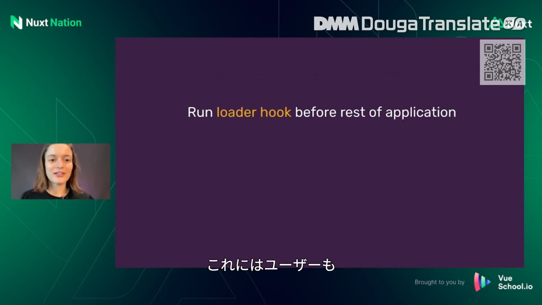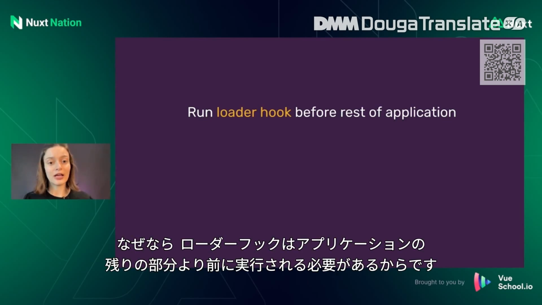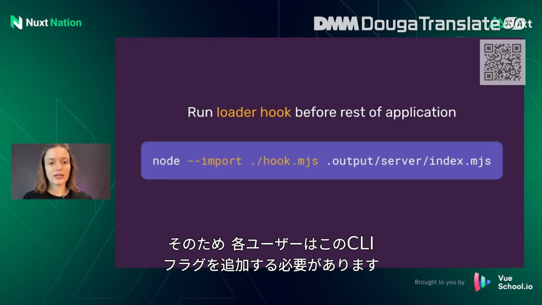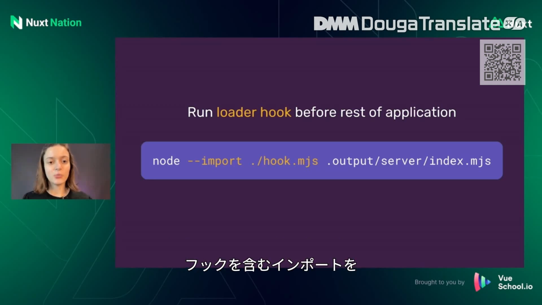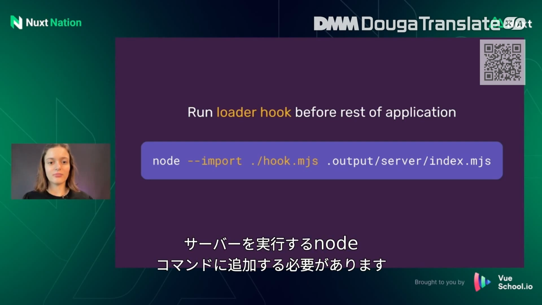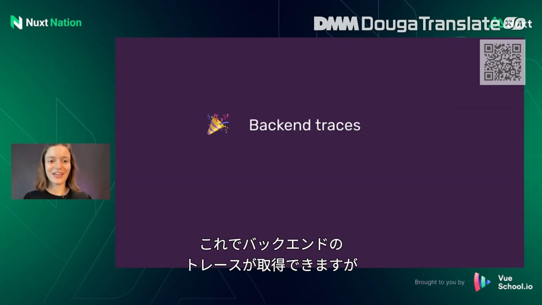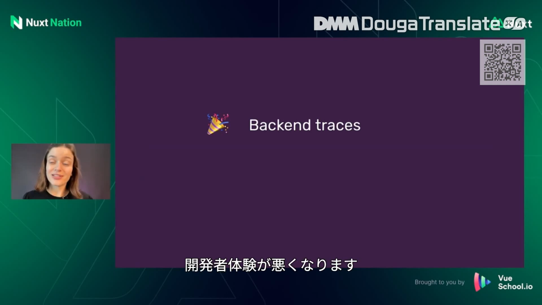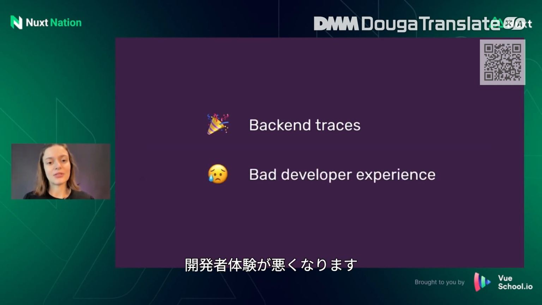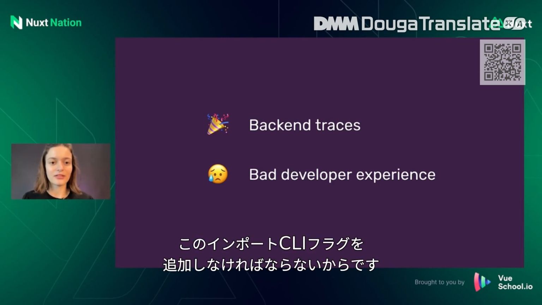And this requires the user to do something as well, because the loader hook has to run before the rest of the application. So each user has to add this CLI flag import with the hook to the node call when you run the server. And this works. So now we have backend traces, but we have bad developer experience because everyone has to add this import CLI flag.